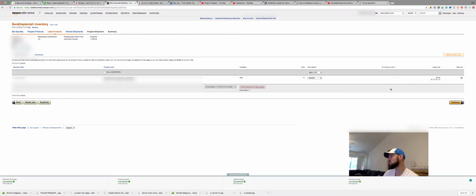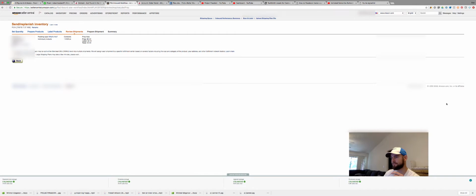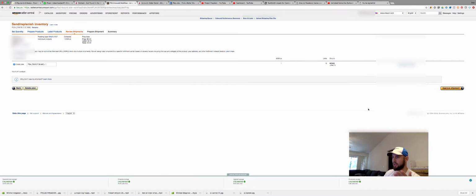Now, you can pay 20 cents per unit to have Amazon apply the barcode, and what they'll do is literally take it and put a barcode right on top of the manufacturer's barcode. Or you can do it yourself. I always have Amazon do it because it's only 20 cents per unit, and I think it would be a waste of time and, honestly, resources to do it myself. So I'm going to have Amazon do it, right? Continue. And boom, there you go. This shipment is going here, okay?